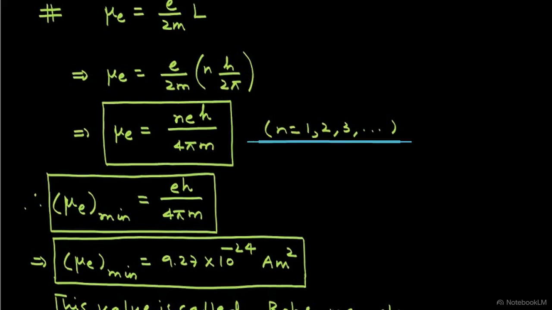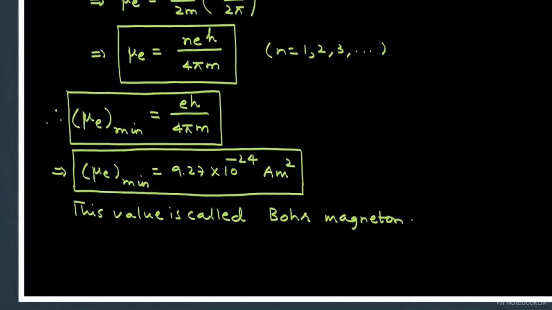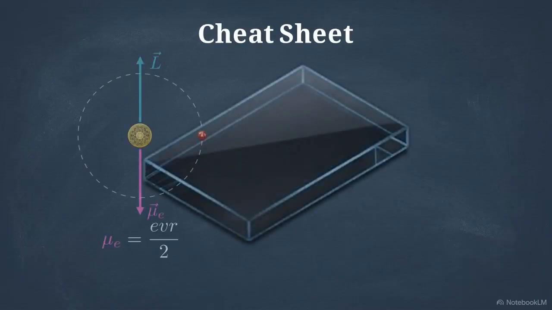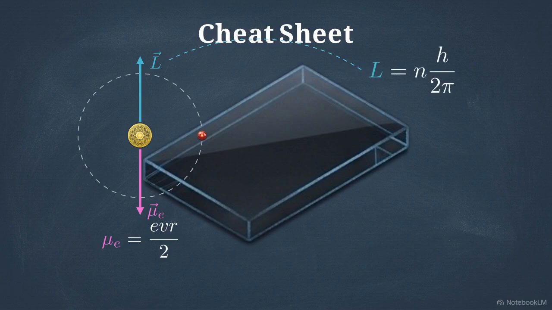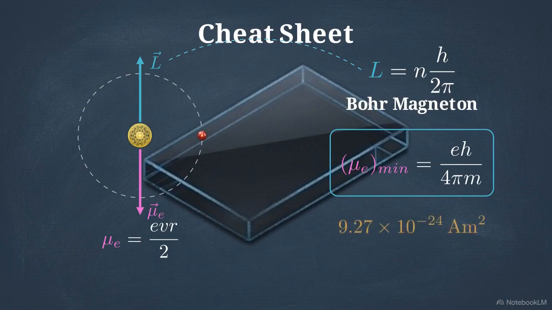By setting that integer n to 1, we calculate the properties of the ground state. This defines the absolute minimum possible magnetic moment for a revolving electron. This foundational unit is known as the Bohr magneton. Plugging in the known constants for charge, mass, and Planck's constant resolves to exactly 9.27 times 10 to the negative 24 ampere square meters. By mapping the classical mechanics of a single spinning charge onto the strict boundary rules of quantum physics, we arrive at a precise physical baseline. We have quantified the lowest limit of magnetic strength, isolating the fundamental pixel of magnetism.